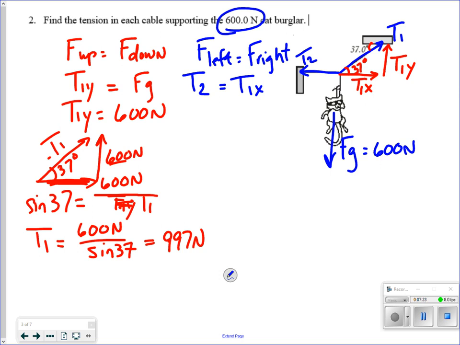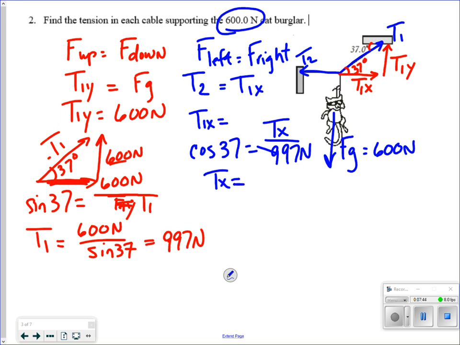So in any case, let's figure out T1x. T1x equals, all right, let's use cosine. The cosine of 37 equals T1x over, what did I figure out that was? 997. And so I can multiply these two together, and I'm going to get T1x equals 796 newtons. So there's my second answer. Sorry, let me just finish. That is the same as T2. Okay, so there we go. T1, T2. Finished.